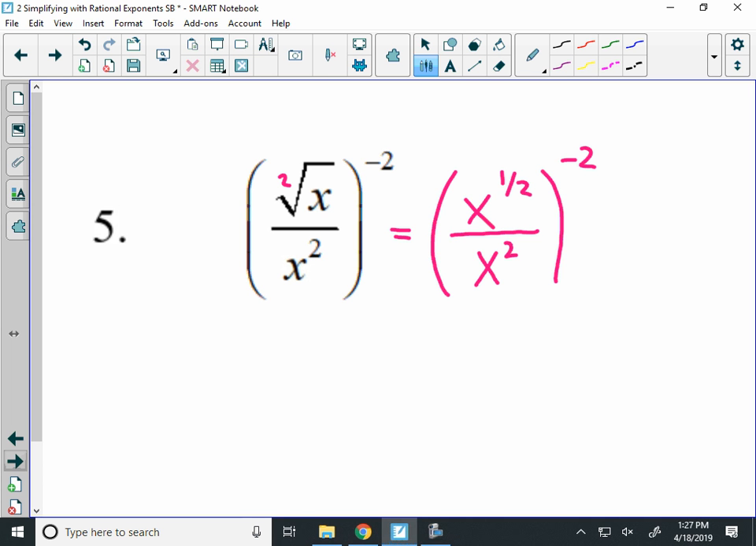Now, for this one, I still think it makes more sense to multiply our exponents here by negative 2 before I simplify anymore. So here I'll have 1/2 times negative 2.